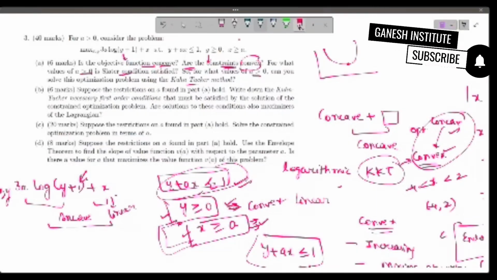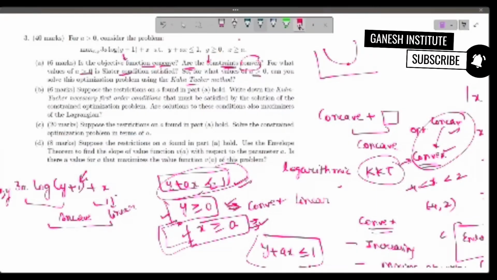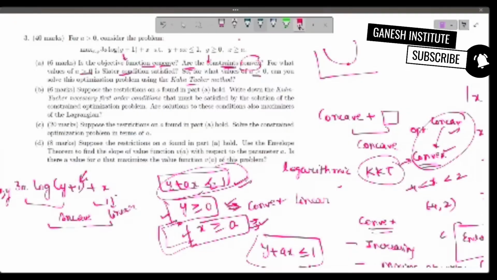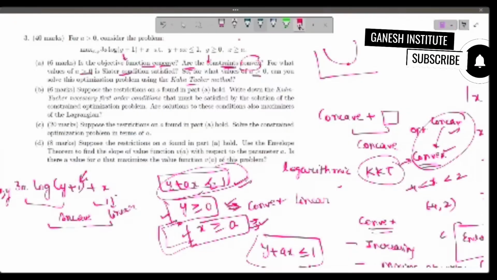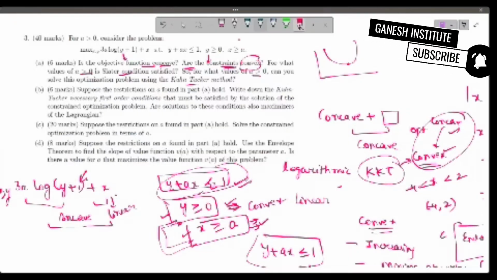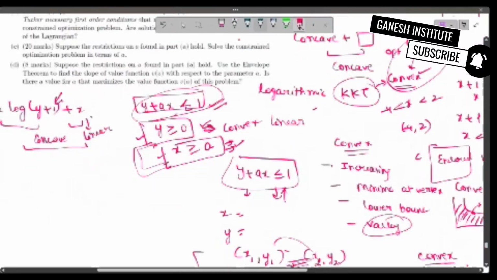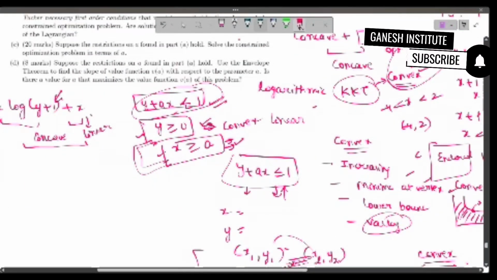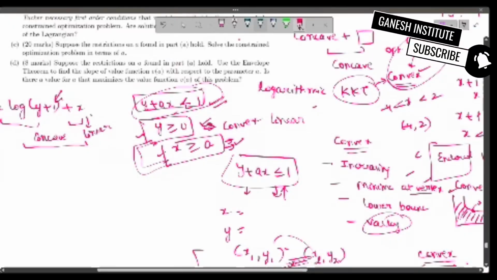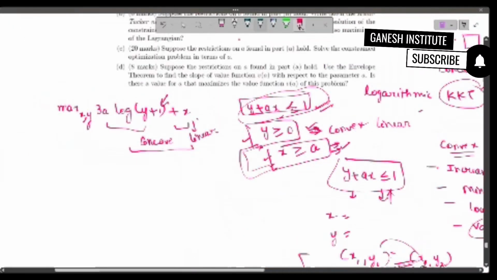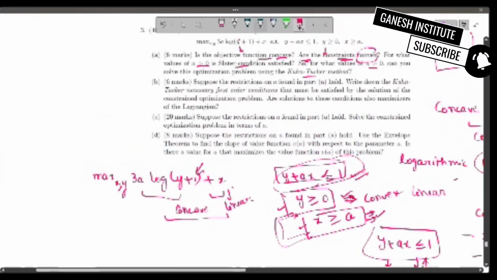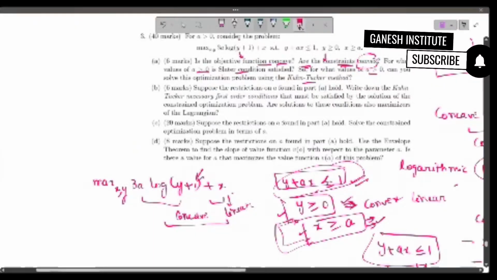And now we are proving that the first constraint is also convex. So how are we proving it? We can use any of the methods. Either you can prove that it is an increasing function, or it has minima at the vertex, or a lower bound condition. All these things form convexity.